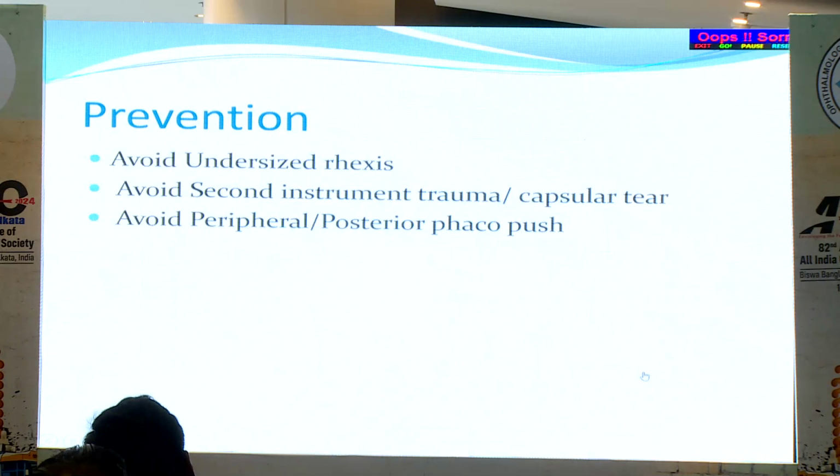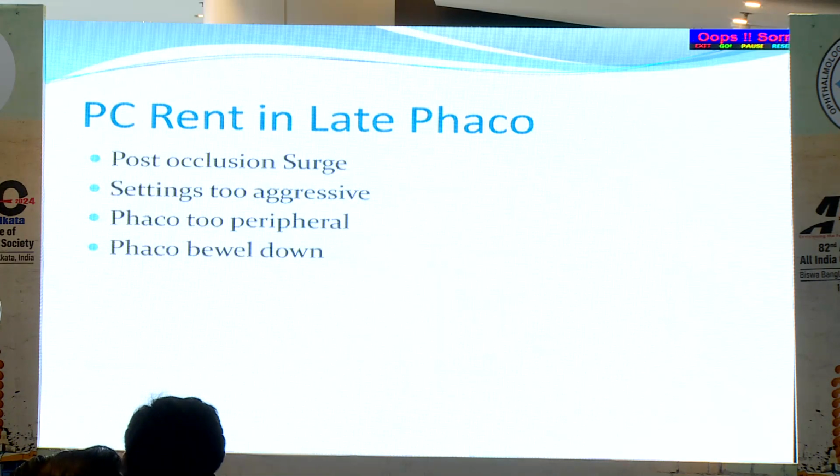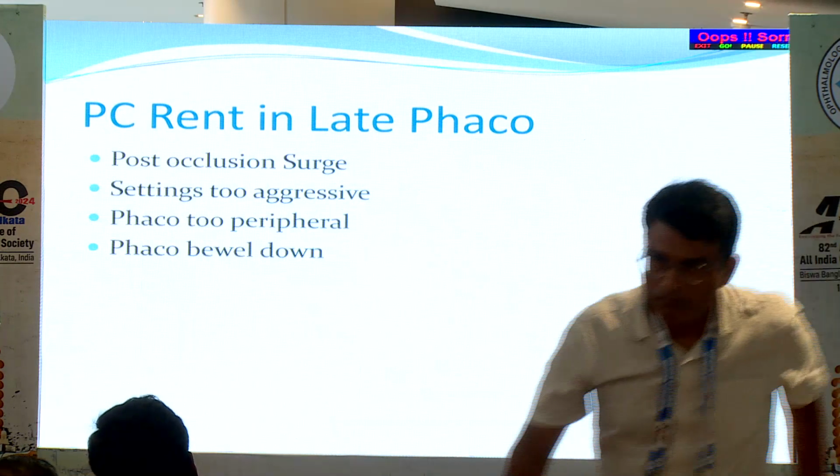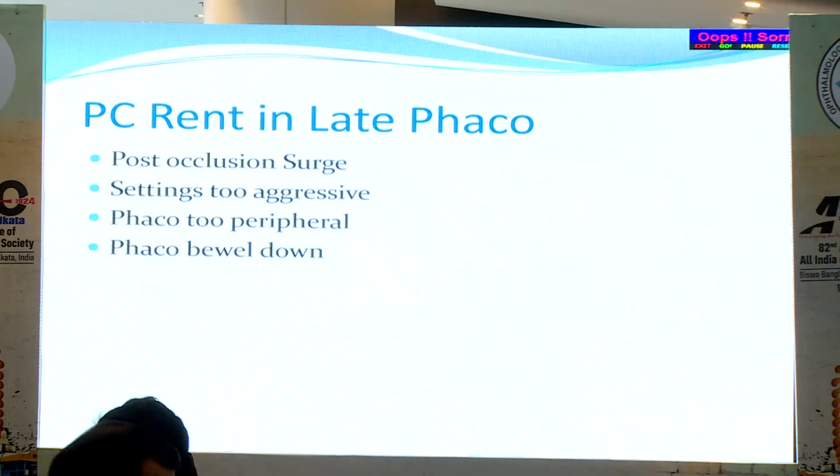And prevention: always avoid an undersized rhexis, which can cause problems in many ways. Avoid second instrument trauma and peripheral posterior or posterior phaco push. And a PC rent in late phaco is because of post-occlusion surge, settings which are too aggressive. You continue with the same nucleus. You should always cut down on the phaco power as well as the aspiration flow rate and the vacuum. Bevel down phaco should be totally avoided.